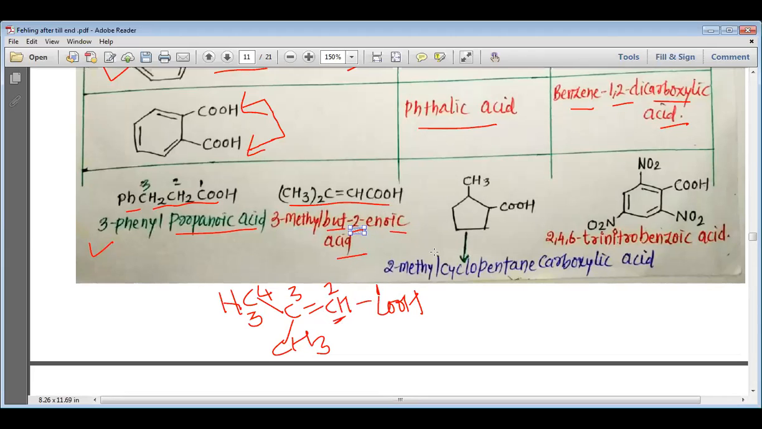Same way, my dear students, you can see here we have the cyclopentyl ring. So this is the first carbon we can consider. So we call it the first carbon from here, and from here we'll call it second carbon. So it's 2-methyl cyclopentane carboxylic acid.